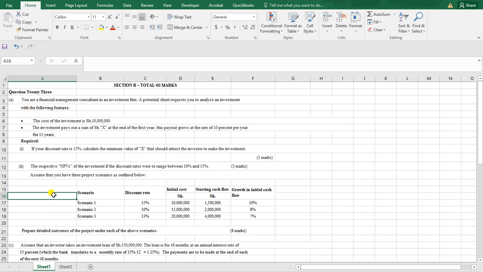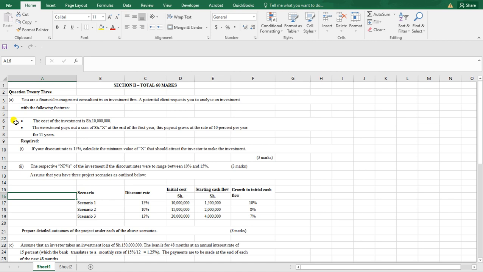So looking at this question of ours, these are what you're told. That in this case, you are a financial management consultant in an investment firm. A potential client requests you to analyze an investment with the following features. The cost of investment, which is 10 million shillings. The investment pays out a sum of X at the end of the first year. This payout grows at the rate of 10% per year for 11 years.